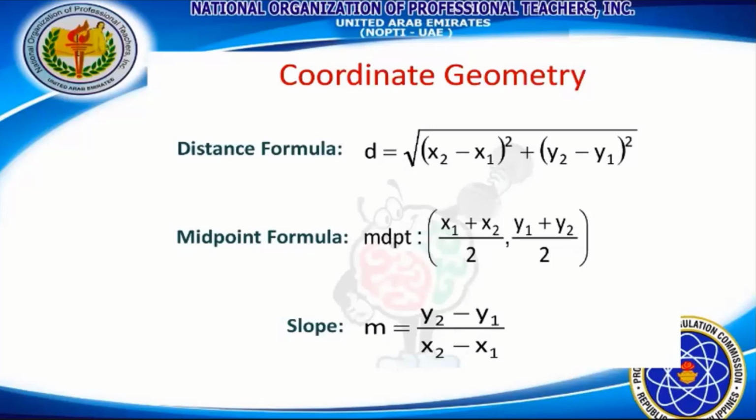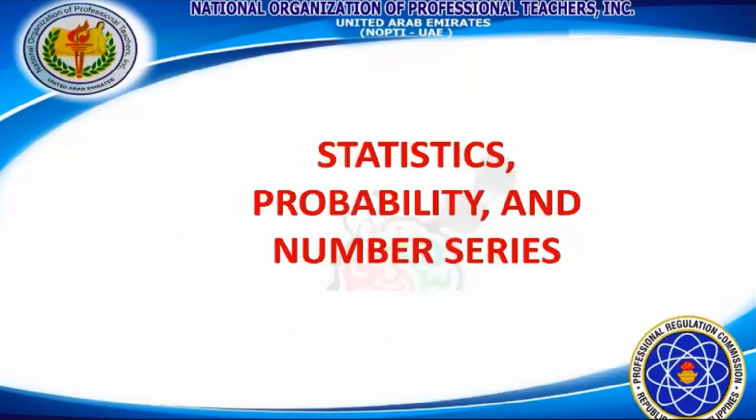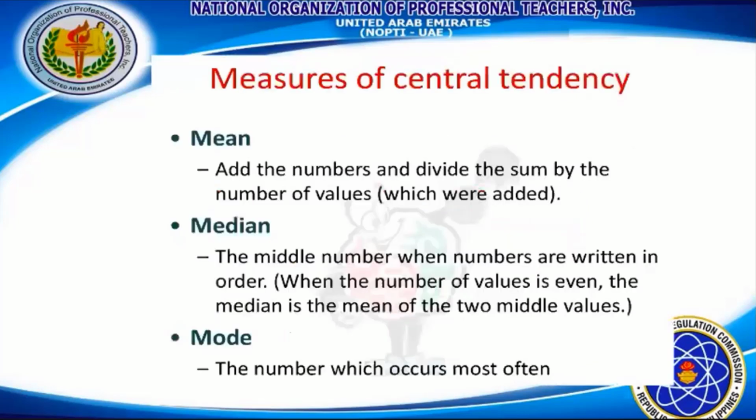Okay, yan sa geometry. Statistics, probability, and number series. Okay, sa stat, wala tayong problema kasi napag-aralan nyo to sa assessment. Mean, median, and mode. Mean is the average. Median is the middle number when the numbers are written in order. So, i-arrange mo muna lahat sila before kang mag-check kung sino ang nasa gitna. And that is the median. And then the number which occurs most often is the mode.